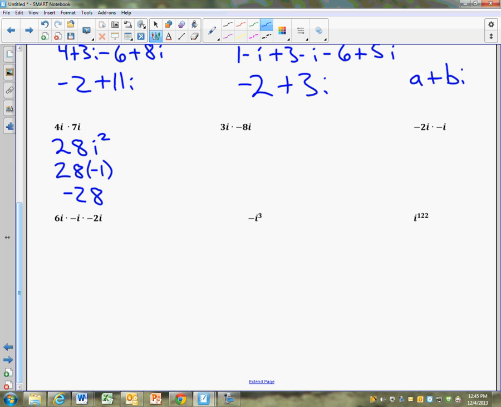3i times negative 8i. What's 3 times negative 8? Negative 24 times i squared. i squared is negative 1, and so you have negative 24 times negative 1 is positive 24. So sometimes people say, well, if it has an i in it, and you're multiplying them together, the result's always going to be negative. Well, no, not necessarily. Here you get a 24. It depends on what the value of the rest of the numbers are as well. This one, you're going to end up with 3 negatives. Question?